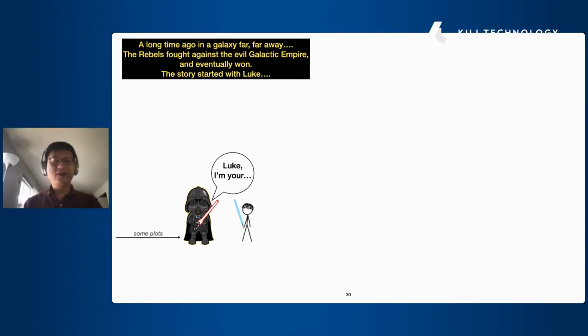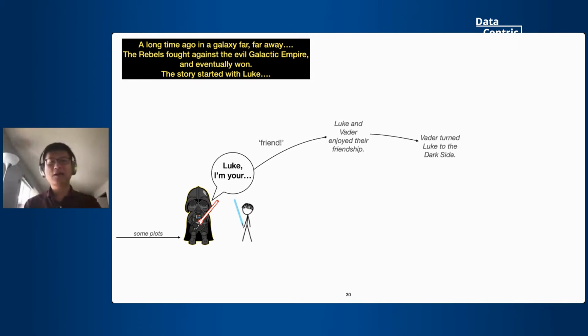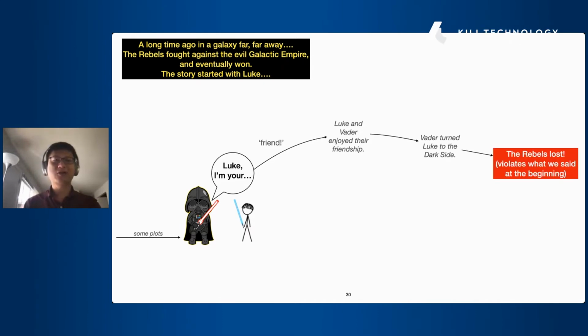Could it be "friend" after these first three words? Since "I'm your friend" appears to be a frequent fourgram, the word choice seems to be very plausible. So Vader and Luke will continue to be good friends and enjoy their friendship. And since Vader is the bad guy here, and wanted Luke to also be a bad guy, he will turn Luke to the dark side. And that somehow goes against what we assumed at the beginning, that the rebels will have won.